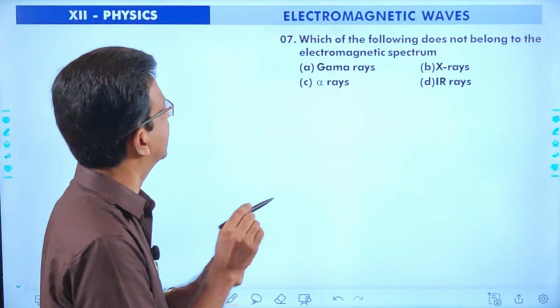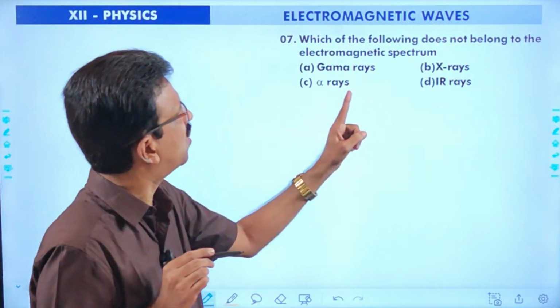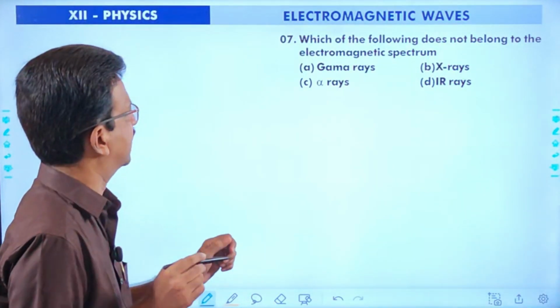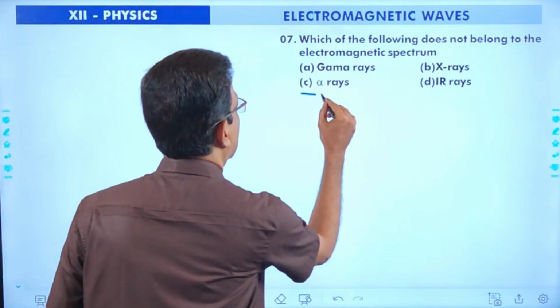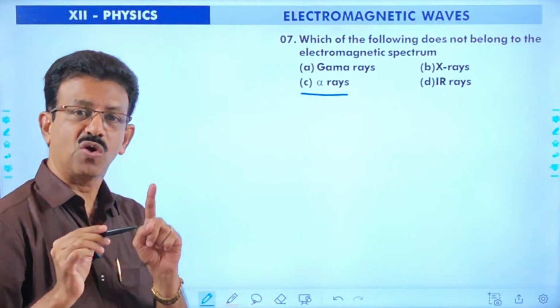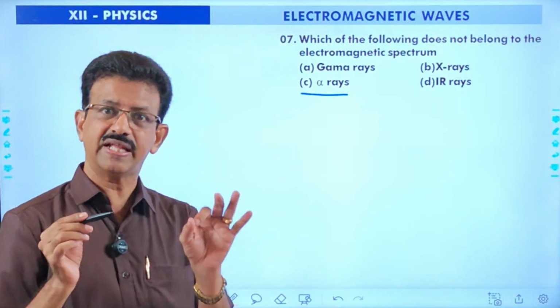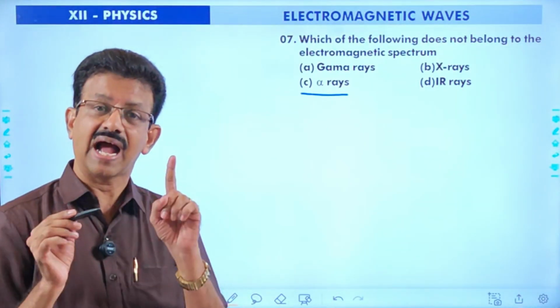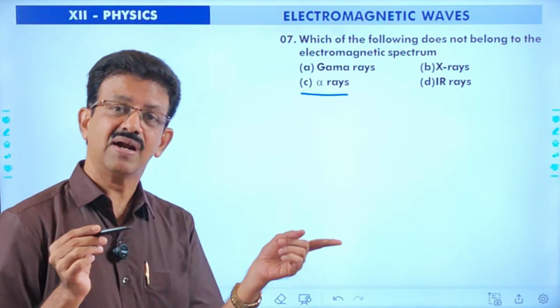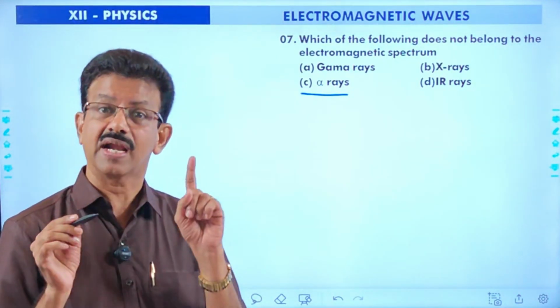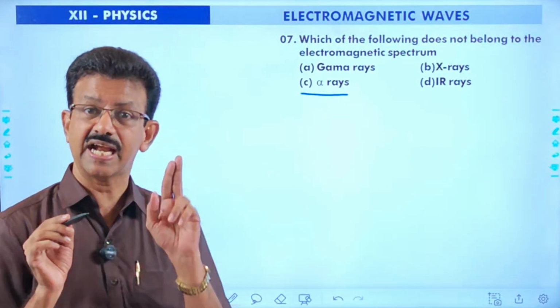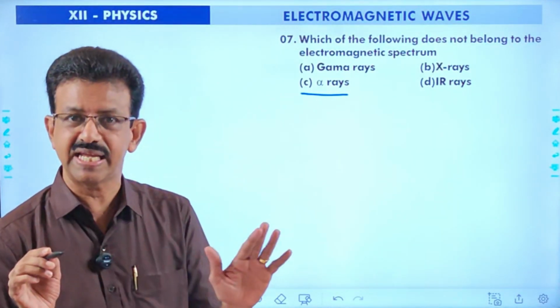Therefore, here the question is, which of the following does not belong to the electromagnetic spectrum? Here the answer is alpha rays. It is not included in the electromagnetic spectra, and alpha rays are one of the radiations of radioactive radiation. It's a radioactive radiation, not an EM wave.